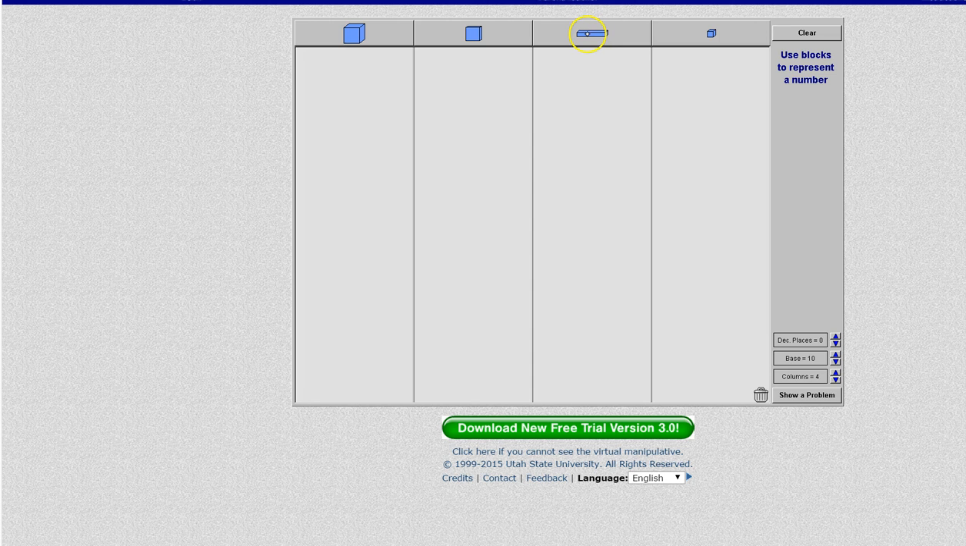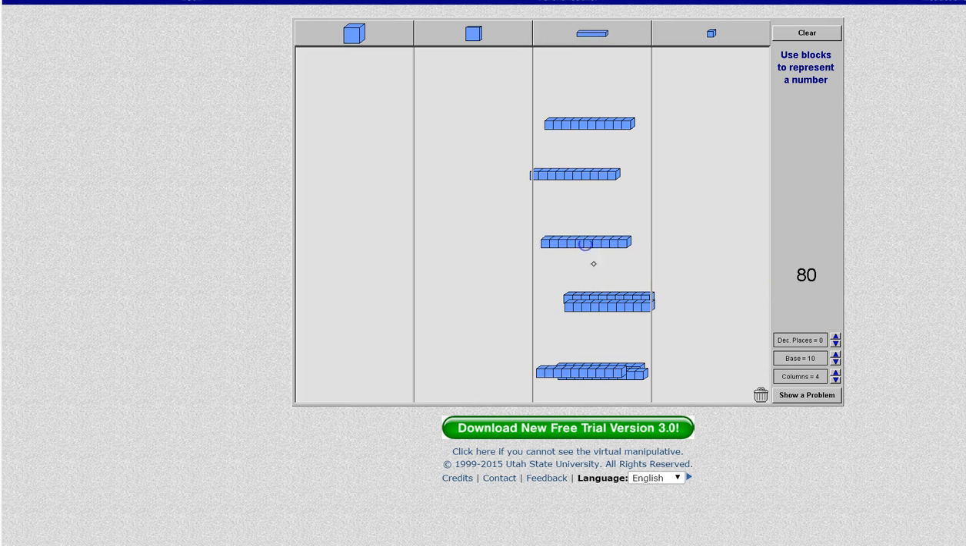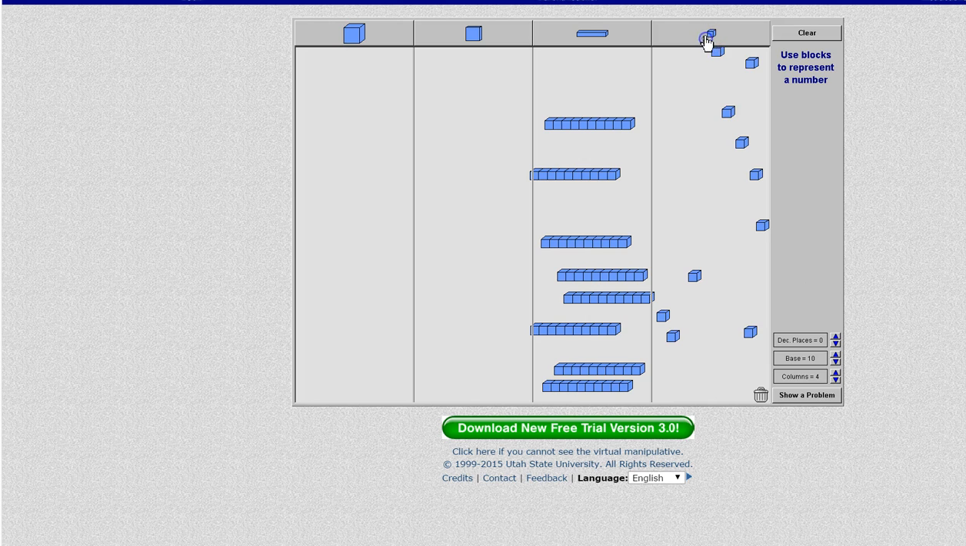And I'm going to start by putting 1, 2, 3, 4, 5, 6, 7, 8. So here are 8 rods and it says 80. Move them around a little bit. And now 13 units. So notice the numbers going up, 7, 8, 9, 10. The number disappeared, 11, 12, 13.